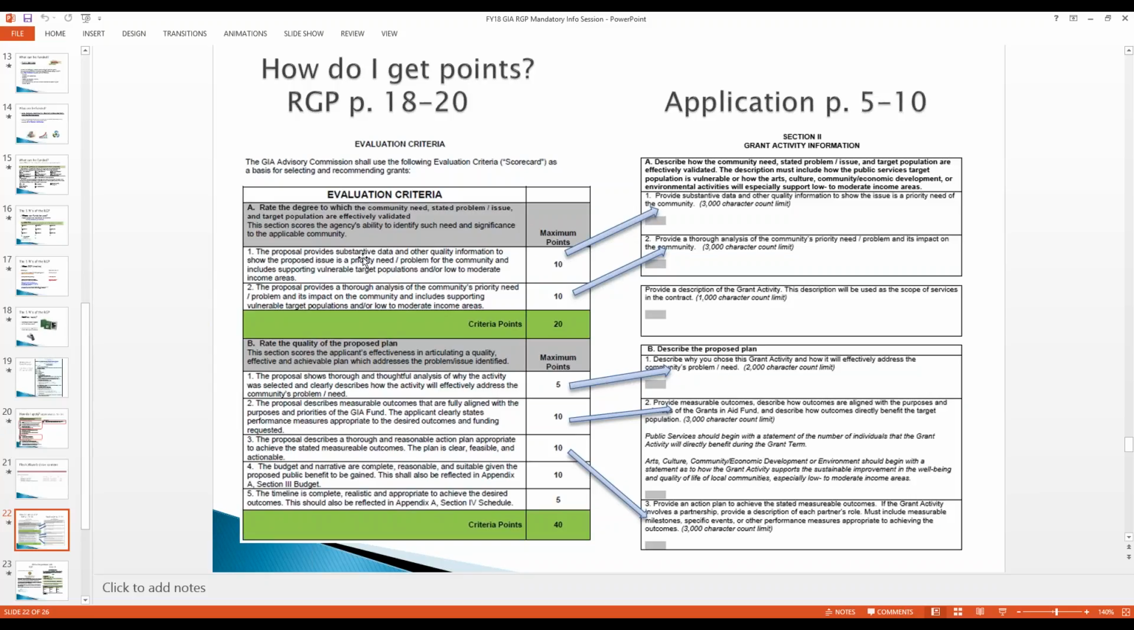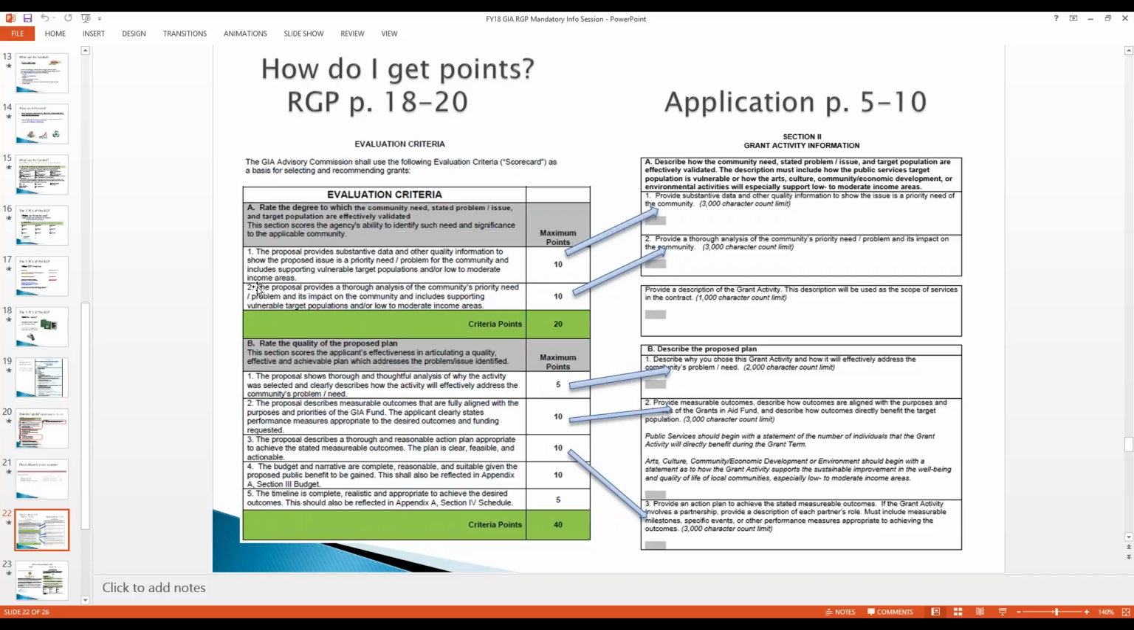So on the RGP instruction booklet, starting from page 18, we have this evaluation criteria, which will be used by the Grants in Aid Commission to assign points to each question. And the scoring criteria here on the left side from the RGP pretty much matches the same alpha and numbering in the grant application document. So let's take a look. From the evaluation criteria, section A1 will get you a maximum of 10 points for answering question A1 of the grant application.